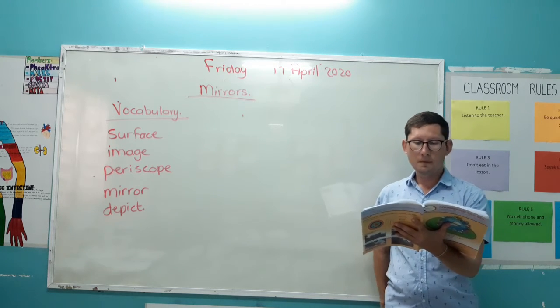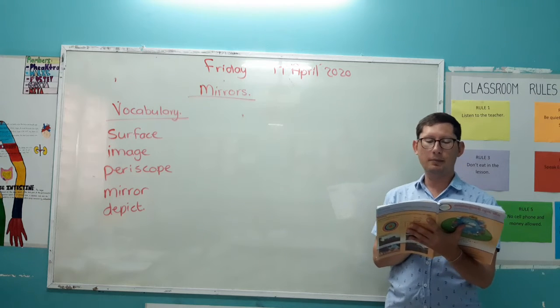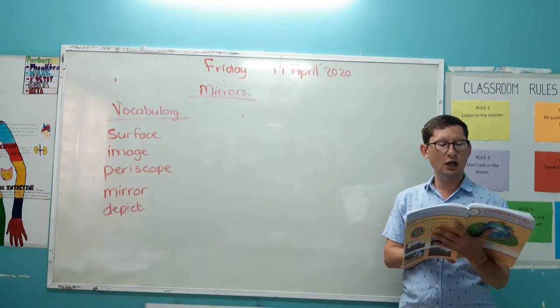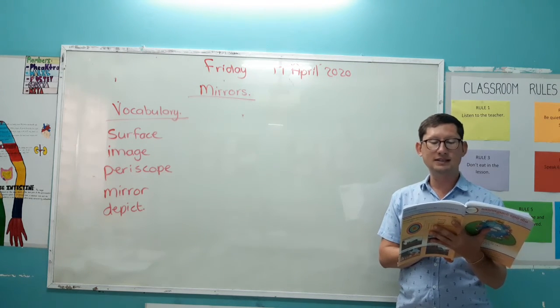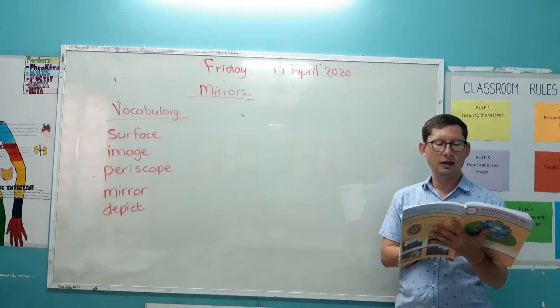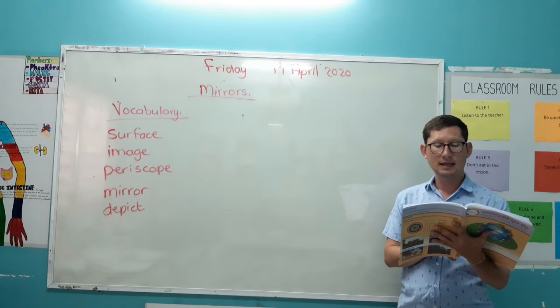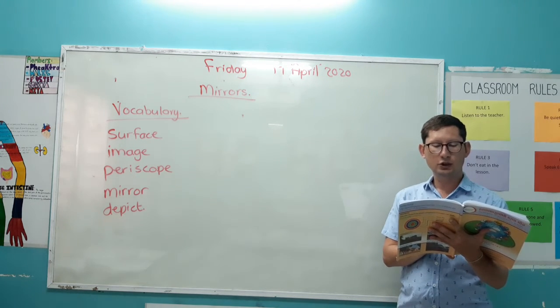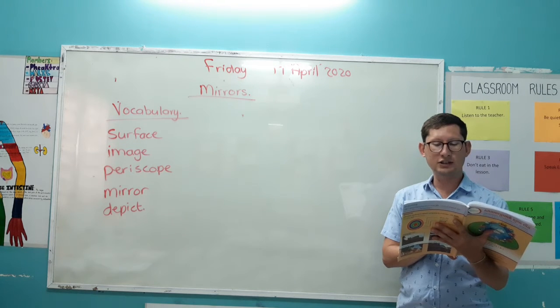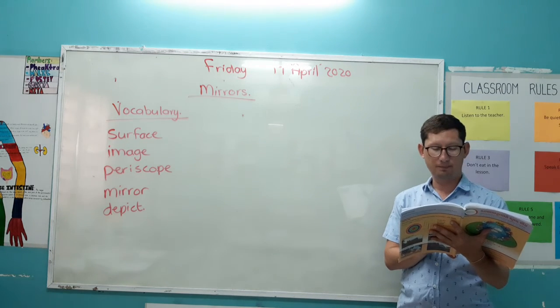Okay. So before we do the workshop, I'm just going to tell you about periscopes. A periscope is an instrument that uses mirrors. It allows you to see over the top of something. This is how periscopes work. Submarines use periscopes to see what is on the surface of the sea. The submarine can remain out of sight below sea level.